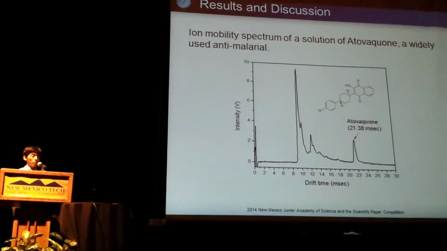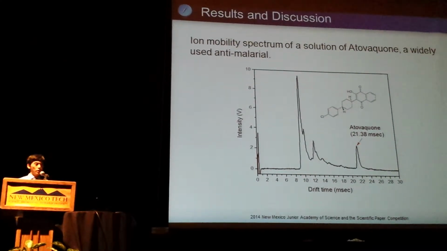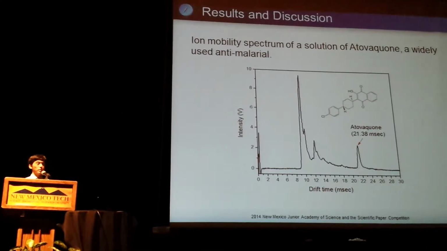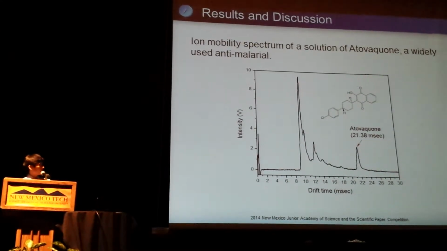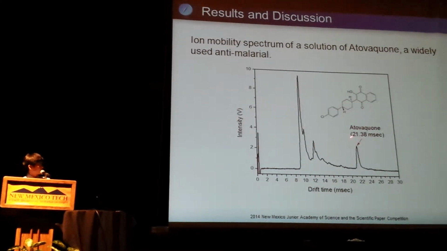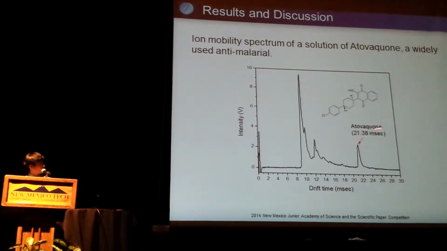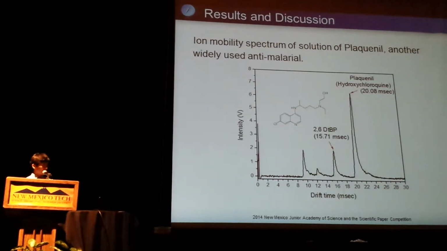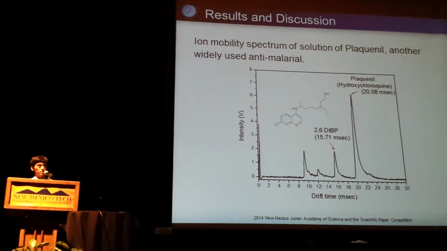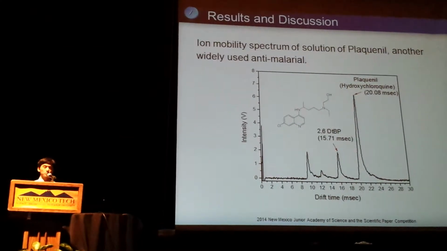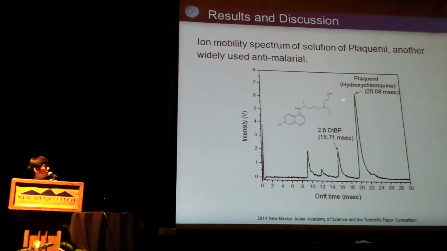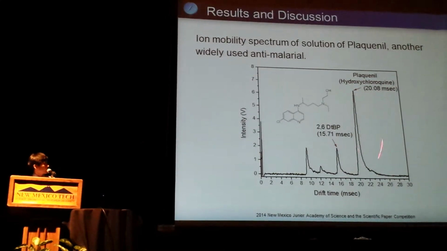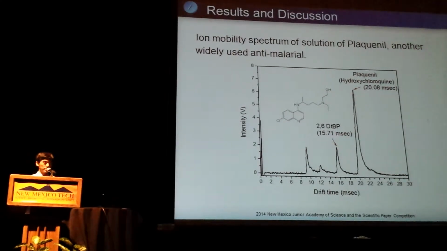Here's the graph of atovaquone. Atovaquone is one of the active ingredients for Malarone, which is an anti-malarial pharmaceutical. Atovaquone, you can see, has a drift time of 21.38 milliseconds. I did the same with another chemical, Plaquenil, which is another anti-malarial pharmaceutical, and its active ingredient is hydroxychloroquine. Its drift time can be seen at 20.08 milliseconds.